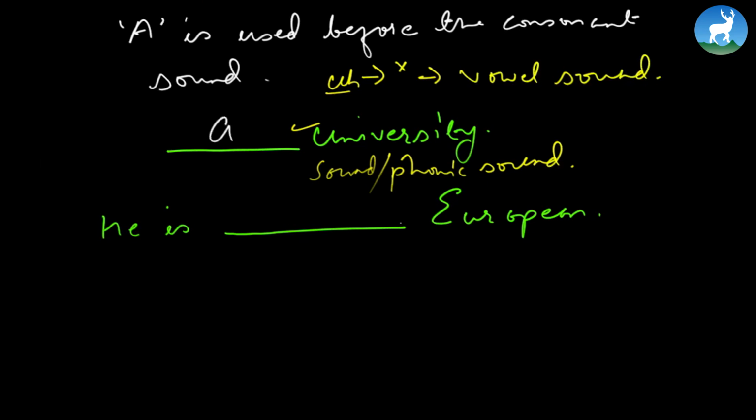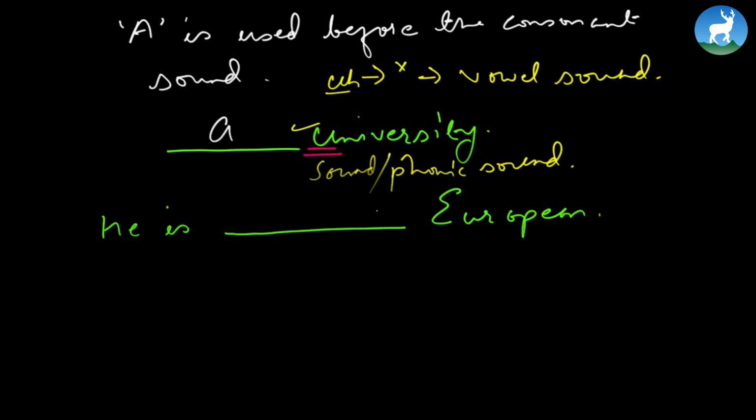That's why the answer would be "a university." Why? Because this U, though it begins with a vowel letter, do not be confused. We're not dealing here with the initial letter. We're dealing only with the vowel sound, the beginning of the pronunciation. And in this case, it certainly is not U as in A-E-I-O-U. It's "yu-niversity." That's why "a university."